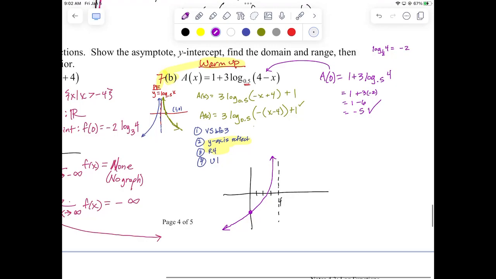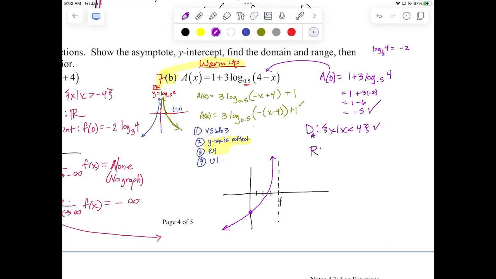So then let's find the domain. The domain from the graph, it looks like it's everything to the left of 4. So it's the set of all x such that x is less than 4. That, of course, will get a check. You could put D or you could put D sub A if you want, but D is important.